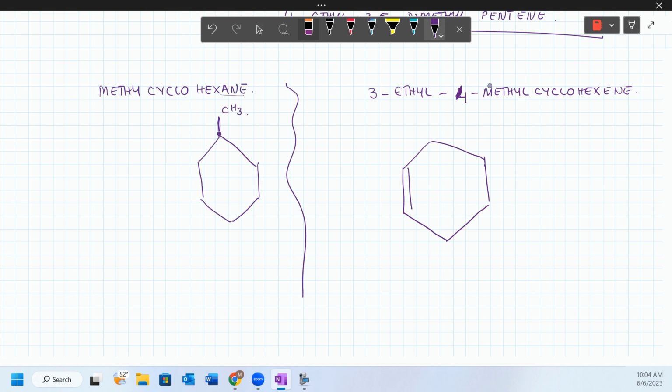And now where do you start it? Doesn't really matter. Do you go clockwise or counterclockwise? Doesn't really matter. So this is number 1, 2, 3. On the 3 you have an ethyl, so CH2, CH3. And on 4 you have a methyl, so CH3, and then you have carbon, carbon, carbon. This will be the structure of it.